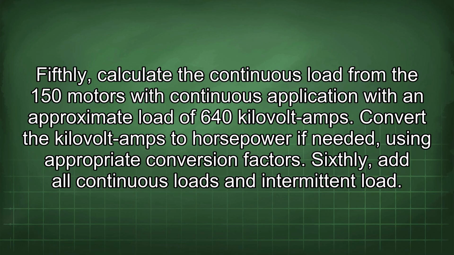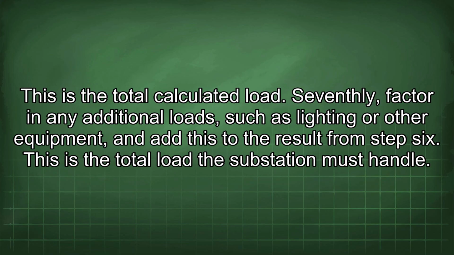Fifthly, calculate the continuous load from the 150 motors with continuous application with an approximate load of 640 kilovolt amps. Convert the kilovolt amps to horsepower if needed, using appropriate conversion factors. Sixthly, add all continuous loads and intermittent load. This is the total calculated load. Seventhly, factor in any additional loads, such as lighting or other equipment, and add this to the result from step 6. This is the total load the substation must handle.